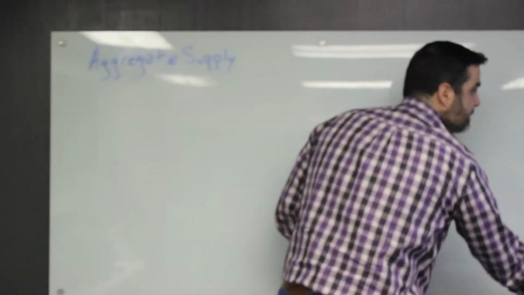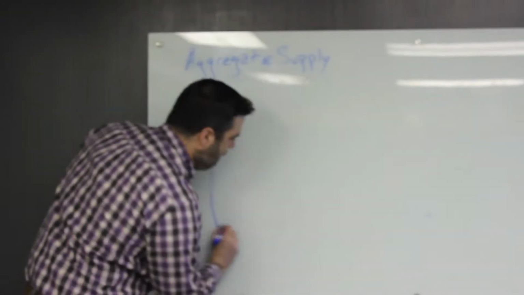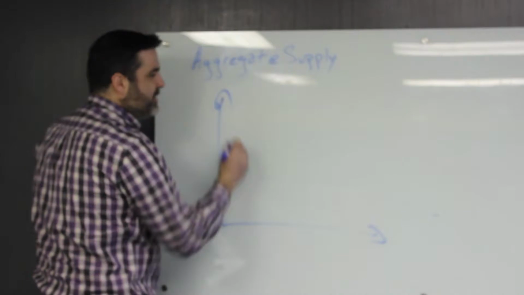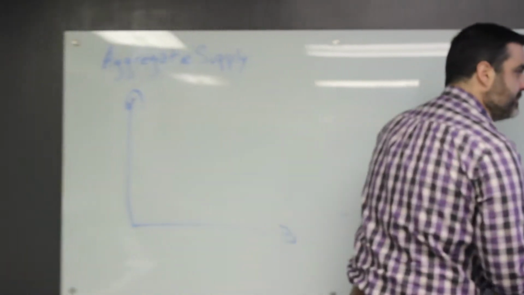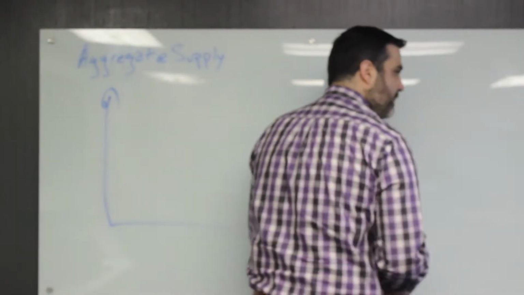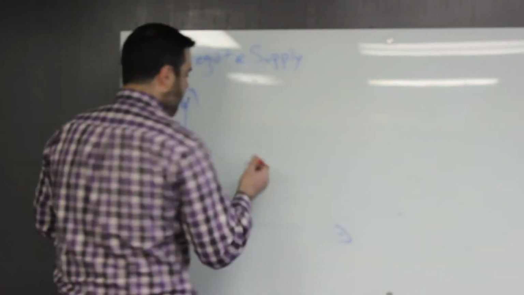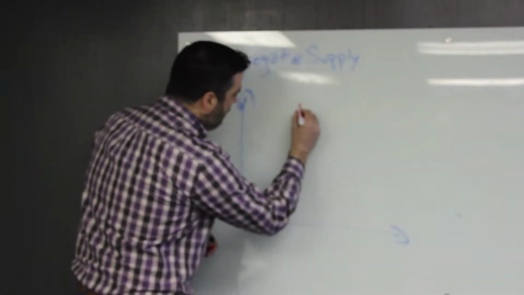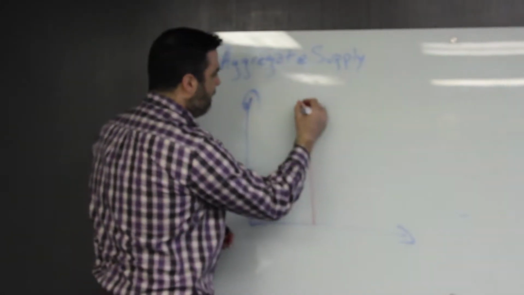Okay. I should have just left that up there. That would have been a lot easier, but I didn't. Okay, let's draw our same thing. Okay, we have our curve here.